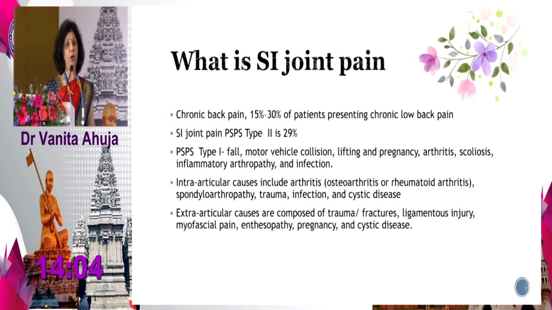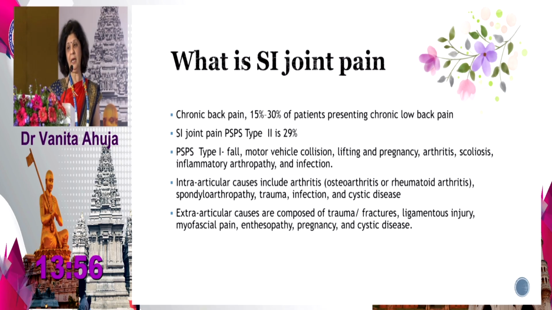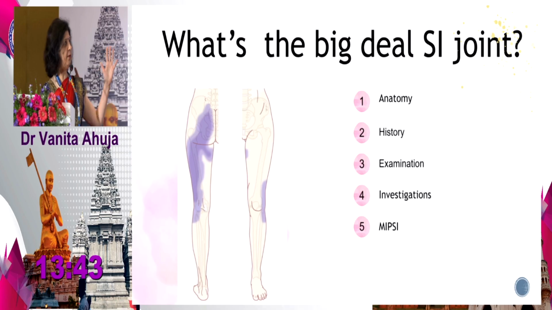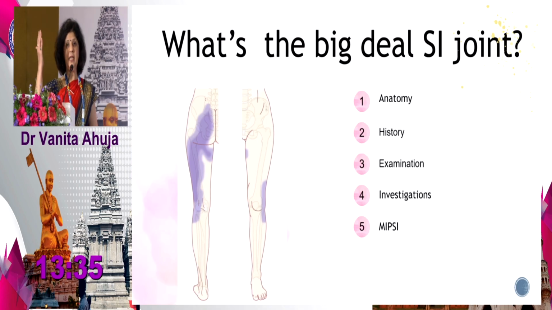The pain can be due to an intra-articular cause or an extra-articular cause of SI joint pain. Intra-articular causes are mostly osteoarthritis and rheumatoid arthritis, but the extra-articular causes can be trauma, fractures or myofascial pains. So we need to see what the cause of the pain is. Pain typically starts at the level of L5 and then radiates. It is present in that particular area and hardly leaves the knee. So that's one of the differentiating features.